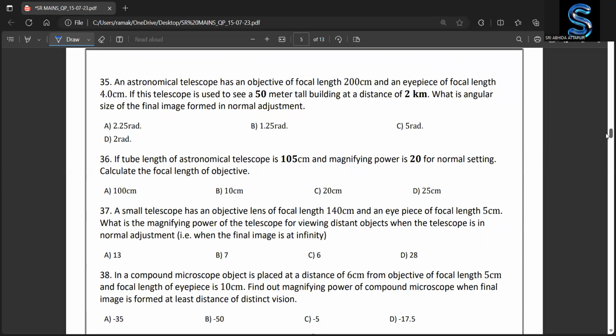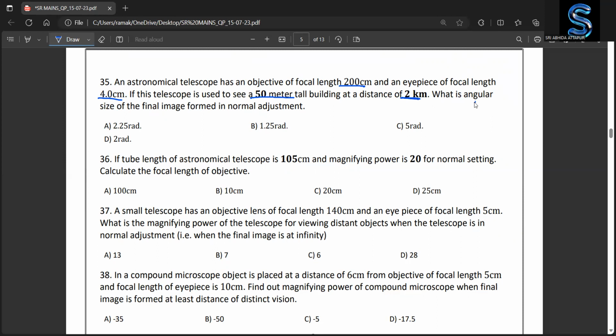An astronomical telescope has an objective of focal length 200 centimeters and an eyepiece of focal length 4 centimeters. If this telescope is used to see a 50-meter tall building at a distance of 2 kilometers, what is the angular size of the final image formed at normal adjustment?